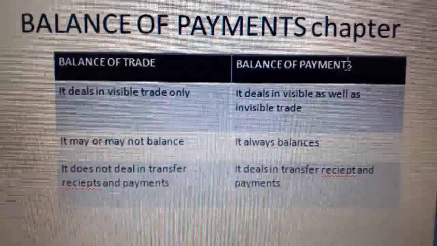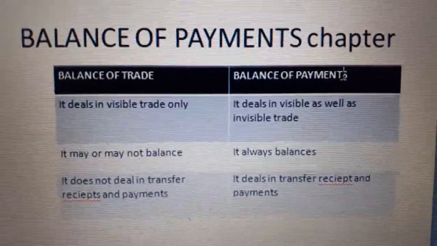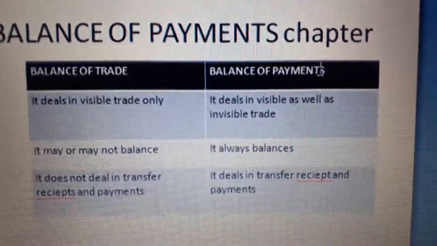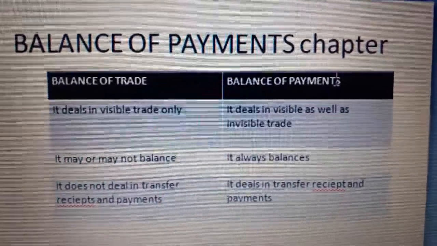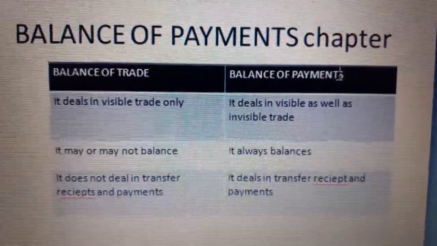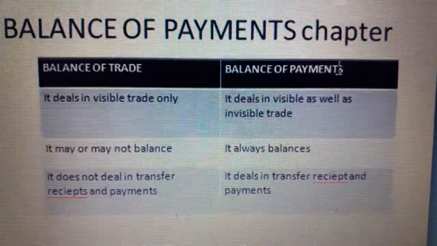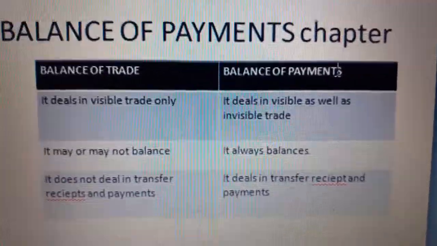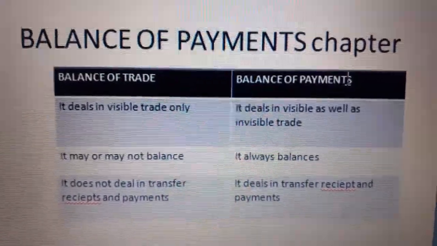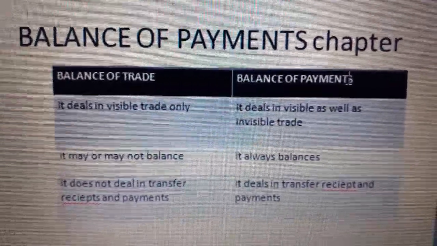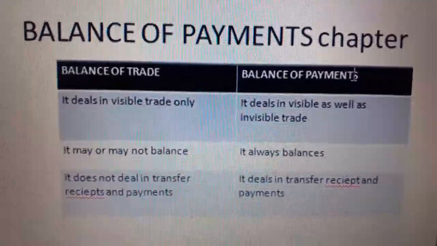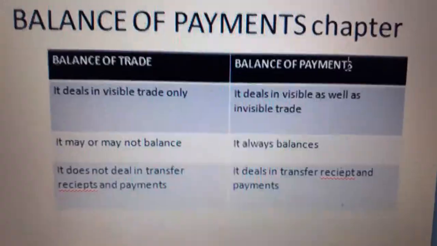In what sense? Accounting sense. Because if there is any discrepancy in the context of surplus or deficit in the balance of payment, that is corrected using the accommodating capital flow, right? Then your balance of trade does not deal in transfer receipts and transfer payments, which is an important part of the current account. So transfer receipt and transfer payment is not reflected in your balance of trade, but in the balance of payment we do deal with transfer receipts and transfer payments.